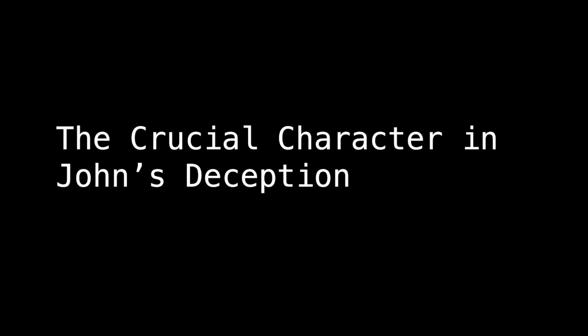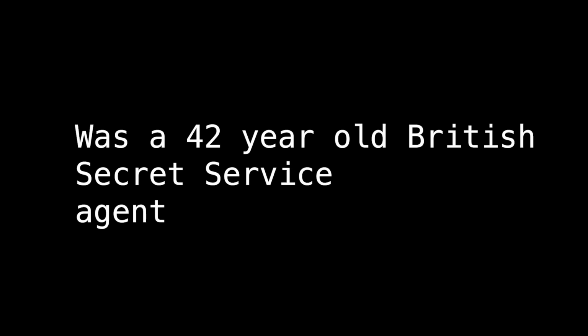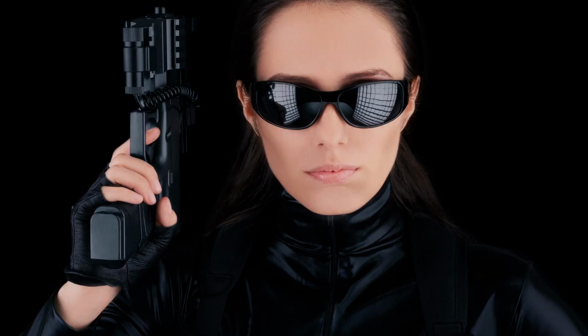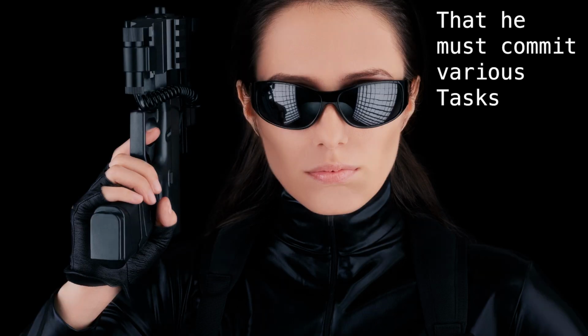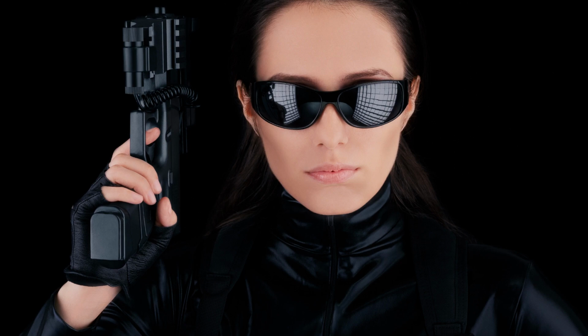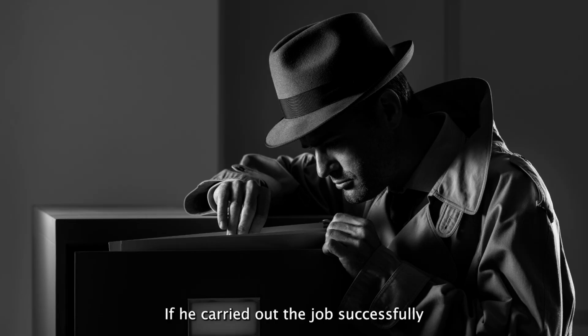The crucial character in John's deception was a 42-year-old British Secret Service agent called Janet. Mark was told by her that he must commit various tasks and that John was dying from a brain tumour. Then on June 28th, 2003, Janet told Mark that he had to kill John. This was the part where Mark was told that if he carried out the job successfully, he would be accepted as a spy.